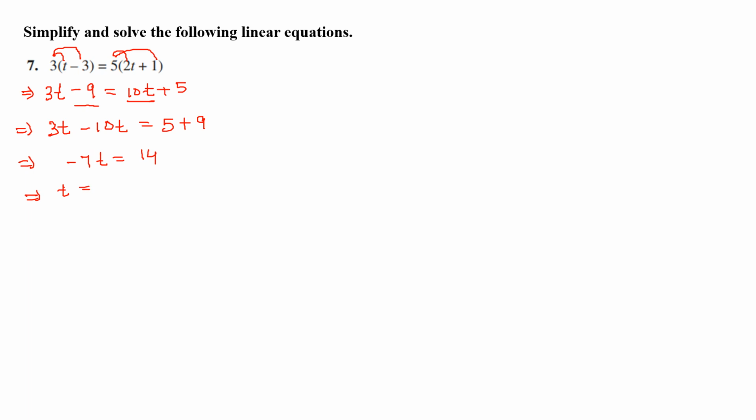Let's transpose minus 7 to the other side, so it will become division. So the answer will be minus 2. You have already studied it in the integers chapter, right? If any one is negative in division, either dividend or divisor, your quotient is going to be negative. Okay, so the answer is minus 2.